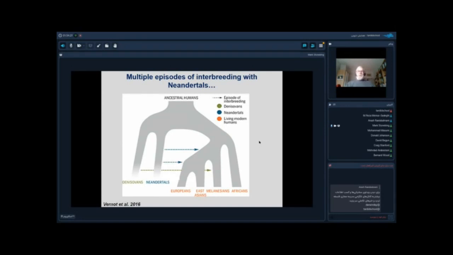But it turns out that Europeans and East Asians have a little bit more Neanderthal ancestry than Melanesians do, suggesting additional gene flow there. And the human populations that have the highest amount of Neanderthal ancestry are not Europeans, as you might expect, but rather East Asians. And so it looks like they may have also experienced a little bit of additional Neanderthal gene flow.